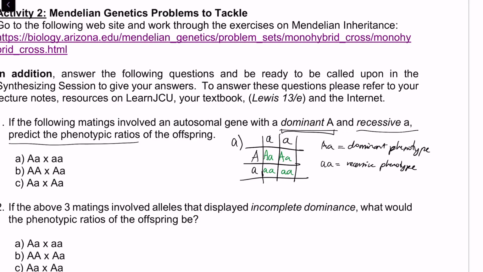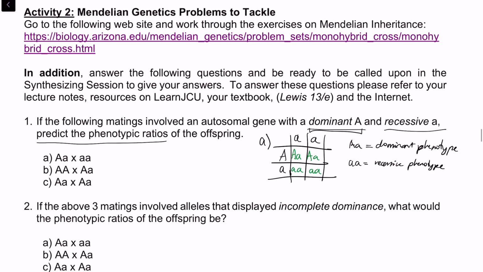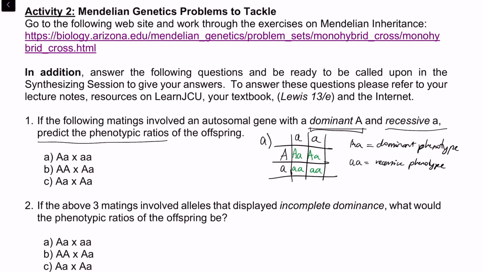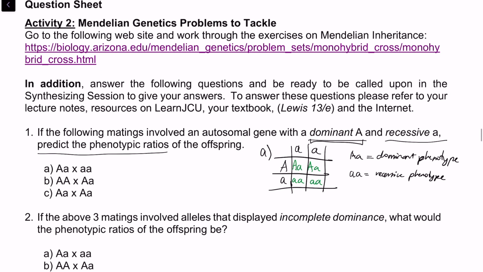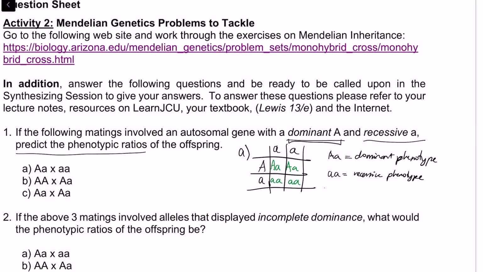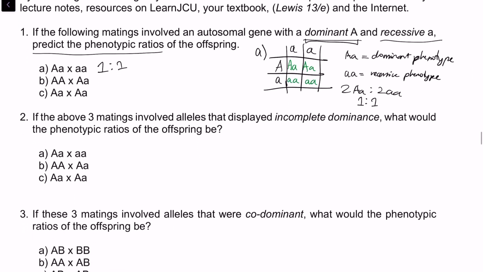Noting that we need 2 recessive alleles in order to display the recessive phenotype for a Mendelian genetic problem. So in this case, we have 2 heterozygous and 2 homozygous recessive, and that just makes a ratio of 1 to 1. So that's our answer there. And I'll let you do B and C on your own.